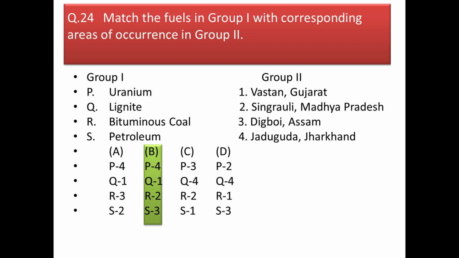Match the fuels in group 1 with their corresponding areas of occurrence in group 2. So we get uranium in Jaduguda, Jharkhand. We get lignite in Bhavnagar, that is of Gujarat. We get bituminous coal in Singrauli, Madhya Pradesh, and we get petroleum in Digboi, that is of Assam.